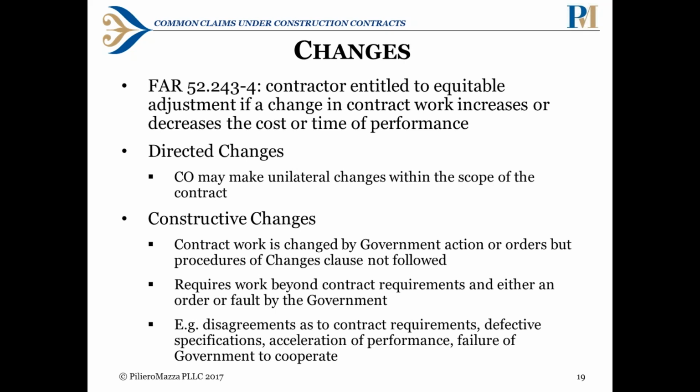And then changes. So this is the big one that encompasses some of these other bases that we're talking about, under FAR 52.243-4. The contractor is entitled to equitable adjustment if a change in the contract work increases or decreases the cost or time of performance. And there are a couple different types of changes. So the most obvious one is directed changes, which is where the CO makes a change within the scope of the contract. So the CO just goes to the contractor and says that it wants performance done a different way, and you incur costs because of the changes that the CO is making, then you can recover those costs.